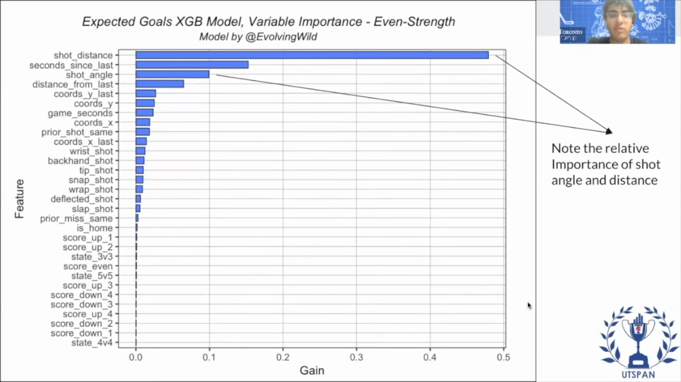In our research, we discovered that nearly all hockey expected goal models value shot distance and shot angle as two of the most important pieces of contextual information. The model by Evolving Wild lists shot distance as being by far the most important variable, with shot angle being the third most important.